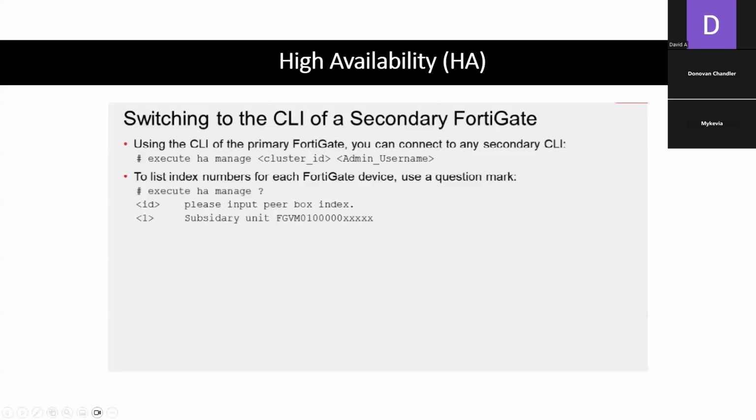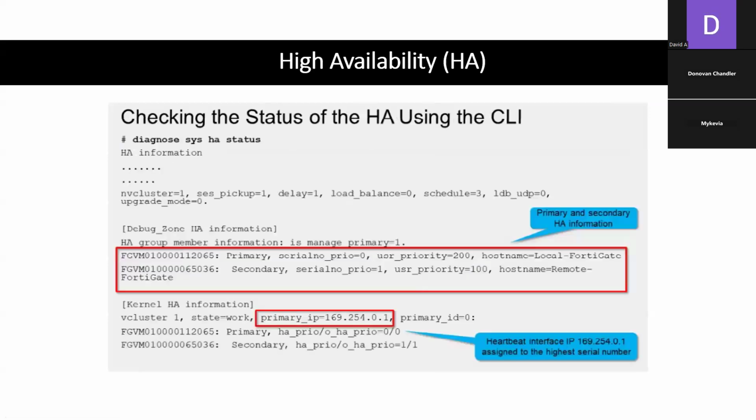Yes, it does. Can you go back to the previous slide though and show where in that CLI output the ID was? The ID number. Oh, is the primary ID equals 0? No, no, no. That's just the priority in the event of electing a primary. I'm talking about where it says kernel HA information. It says primary ID equals 0. Is that the ID? Oh, okay, that's what you're looking at. No, that's not it.